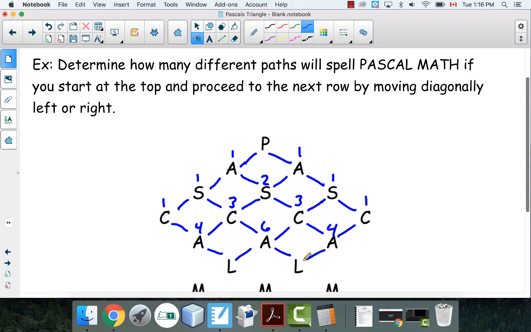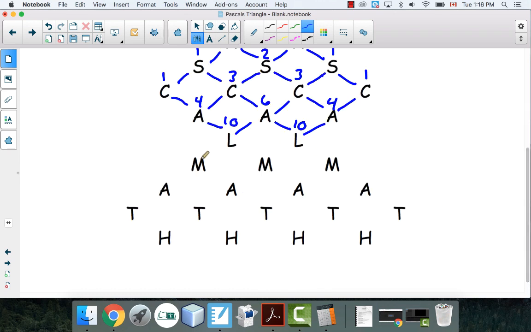We get to the L's. So the L, I've got 4 routes out of this A, 6 routes out of here, I get 10. And 6 routes out of this A, 4 routes out of here, I get 10 again. And we keep going.